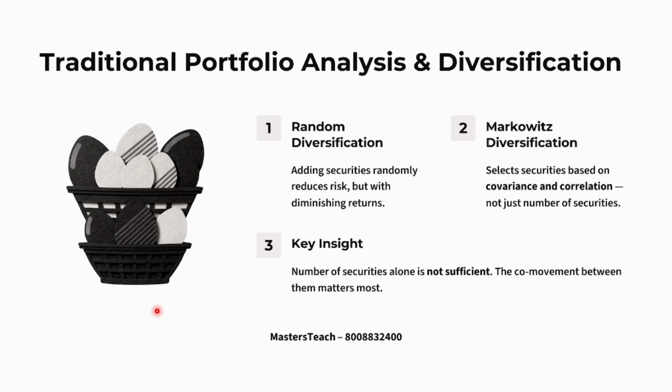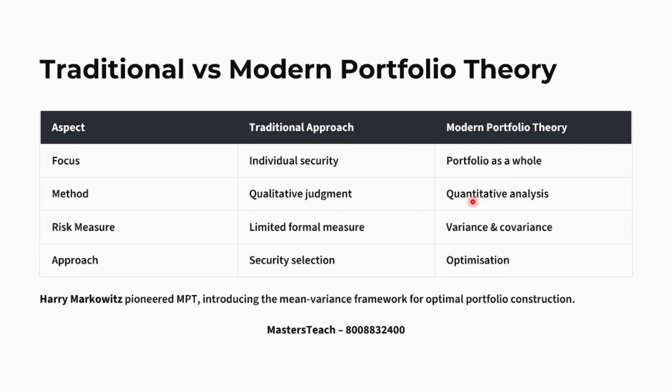Okay, traditional portfolio analysis and diversification. Traditional portfolio analysis, how it was done previously: adding securities randomly reduces risk but with diminishing returns. Previously they were very choosy, so the risk is very low, but with diminishing return. Initially the investment return starts growing, then it becomes stagnant, then it diminishes. Those who have already studied this know it. Then Markowitz diversification. Okay, we already said this.